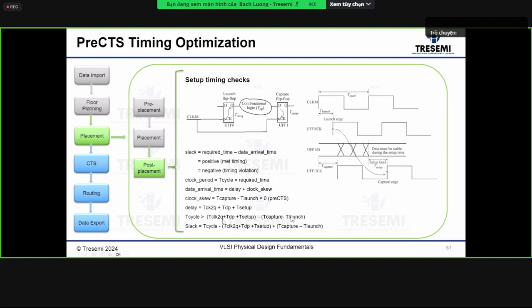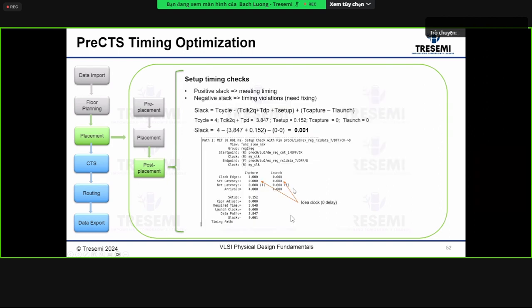So you put it all together here: slack is required time, which is the clock cycle time, minus the delay, which is T clock-to-Q plus setup, plus the clock skew. But here T capture and launch is zero. So let's put some numbers to it in the next slide.